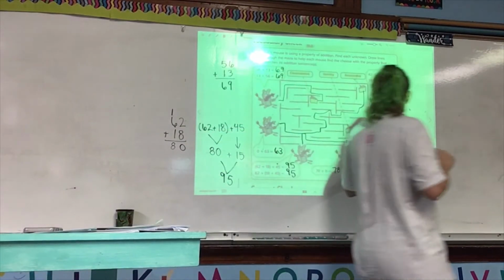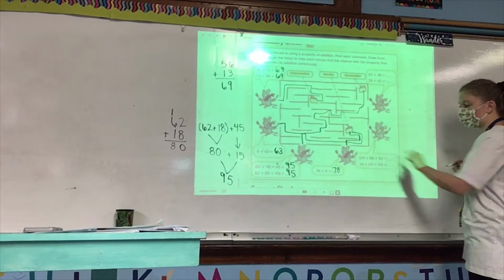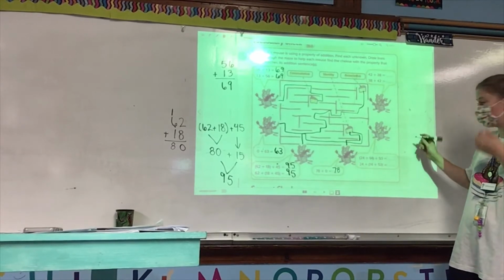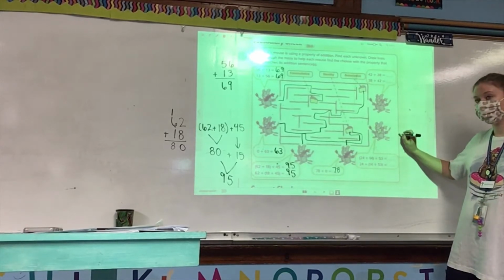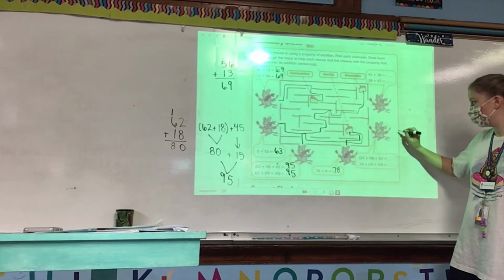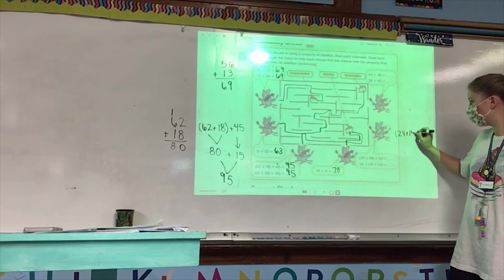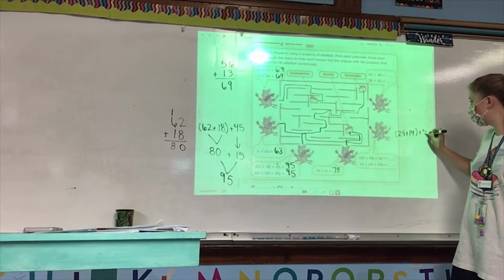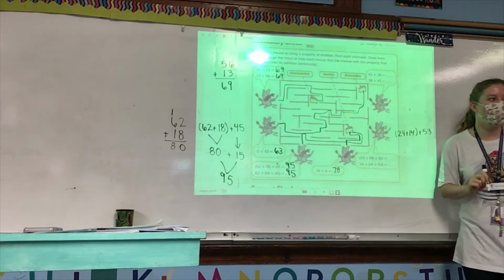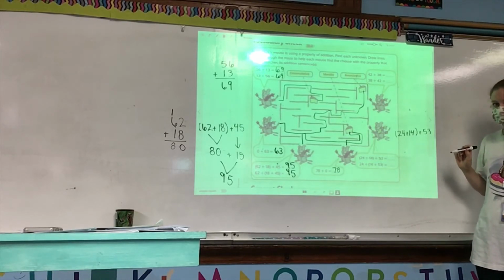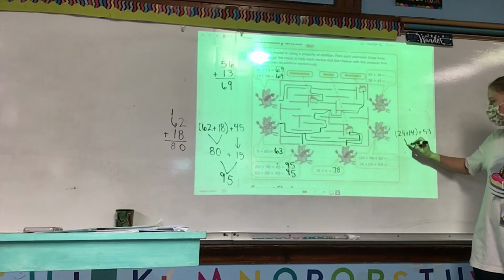We have 24 plus 14. 24 plus 14 is in a group, plus 53. Well, how do we solve this? First, we completely copy the problem to the side, the whole problem. Now we've rewritten the problem. What do we do now? We add the parentheses.